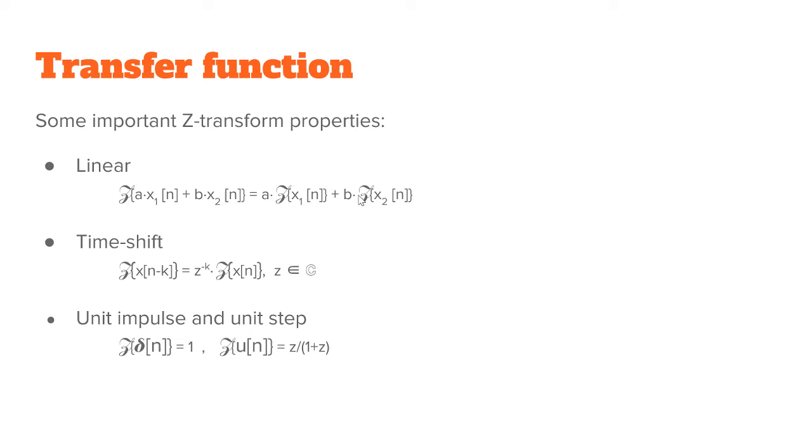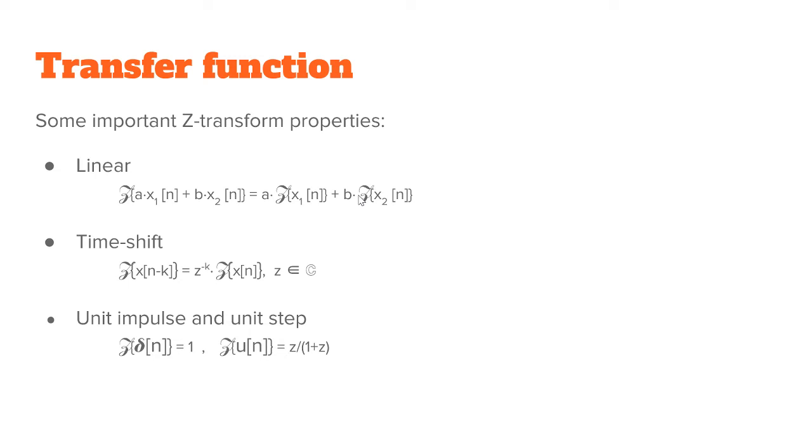Time shift. Same thing as in the analog domain. If we have a time shift, it comes out as well, just a little bit different. There is that complex number z to the power of minus k, or whatever this time shift here is, like that.